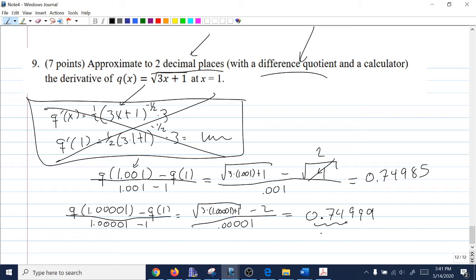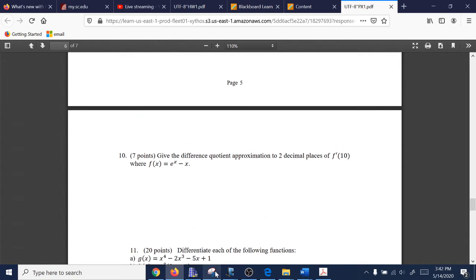It looks like the first 2 decimal places round to 0.75. Q prime of 1 is about 0.75. I think it's exactly 0.75. I could check that out using the shortcut, but that's not what this problem's asking us to do. When the problem says to use a difference quotient, use a difference quotient. That's what the question's about. If you want to check your answer with the other thing, go for it. But when the problem says to do the thing, do what the problem says if you want the credit.